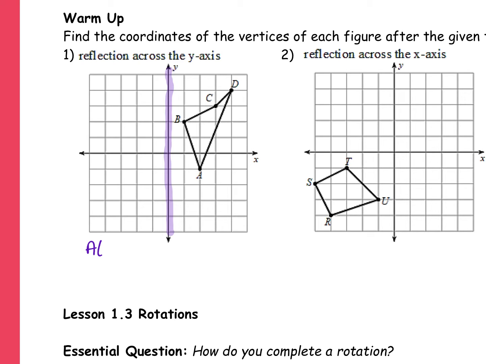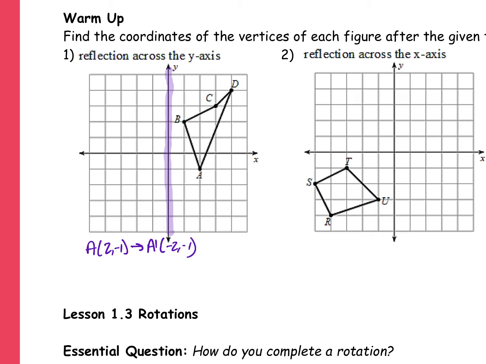A is located at 2, -1. And so where's A prime located at? What changes? If I'm reflecting over the y-axis, which one's going to change? The x value or the y value? The x value, good. So it becomes -2, -1, right?